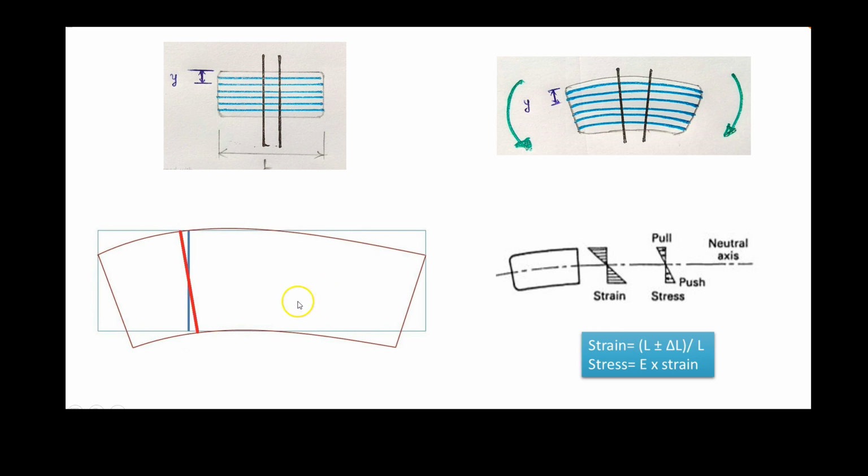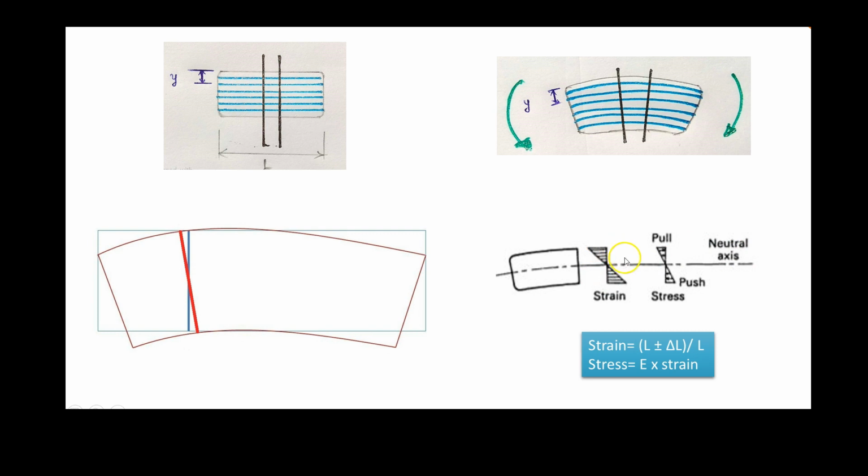So here we can see it clearly. This blue line represents the plane section before loading. This red line represents the plane section remaining plane even after bending. If we want to find the strain of a particular fiber, let's say I am taking a fiber at a distance y from the top, the strain will be equal to (L plus or minus del L) divided by L. Here I have written plus or minus because plus corresponds to elongation, which happened at the top, and minus corresponds to contraction, that is a reduction in the length of the fiber, which happened at the bottom. In between, as I told previously, there will be a line which doesn't undergo any change, that is called the neutral axis, represented here.